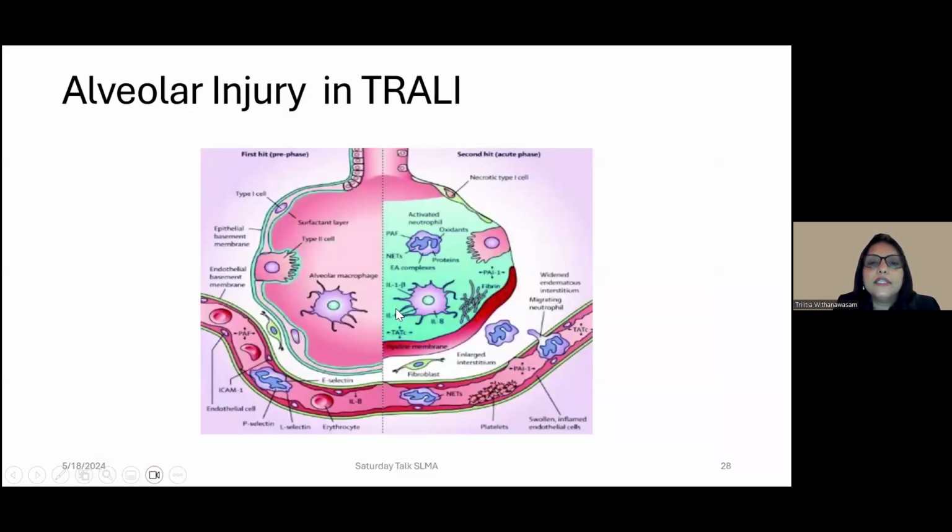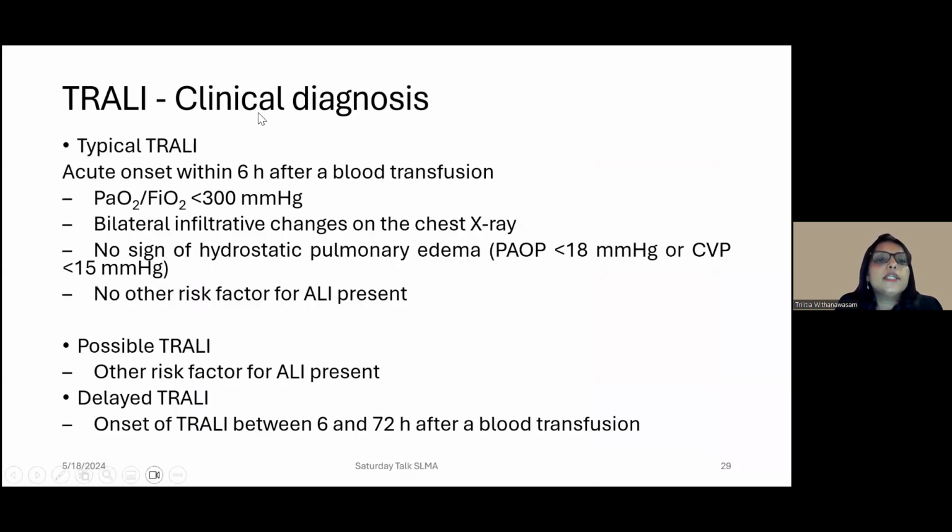What happens here is that the primary site affected in TRALI is the alveoli, where neutrophil and leukocyte antibodies come and damage the alveolar membrane, which can cause fluid leak and then acute respiratory distress. So it is purely a clinical diagnosis. Laboratory support comes a little later.